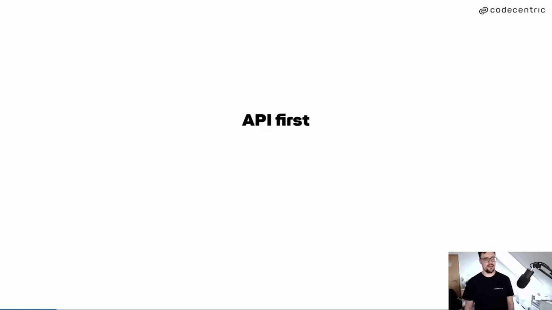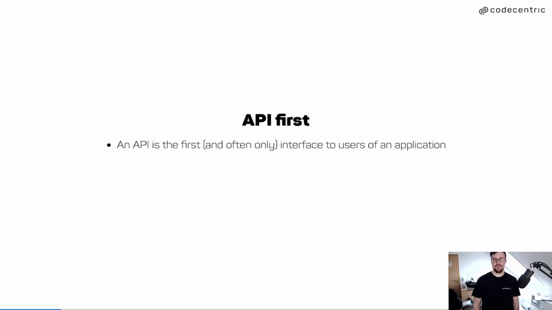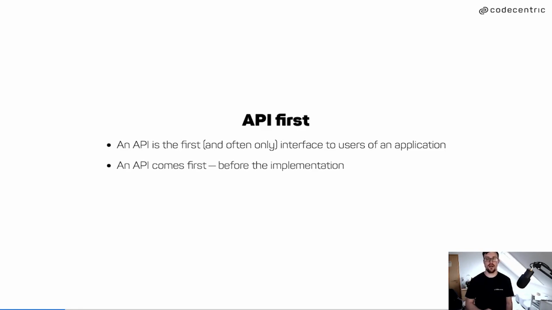So what is API first? When we think about API first, we talk about companies who are API first, we talk about initiatives who think they're API first. What does it really mean? At first, an API is often the only interface to users of an application. So we don't have any UI around. We communicate directly with the API.